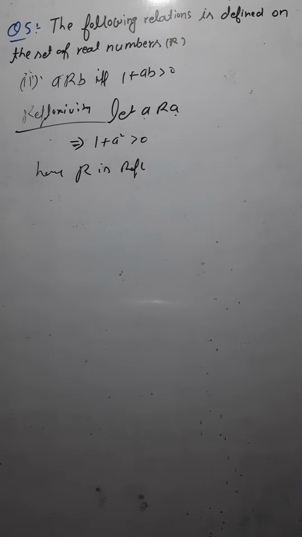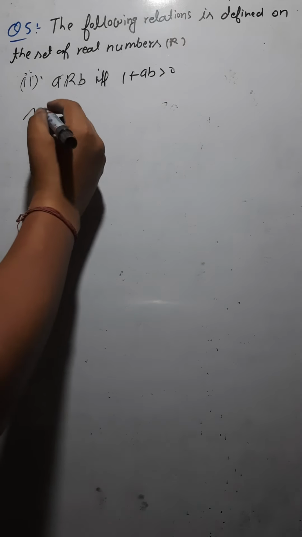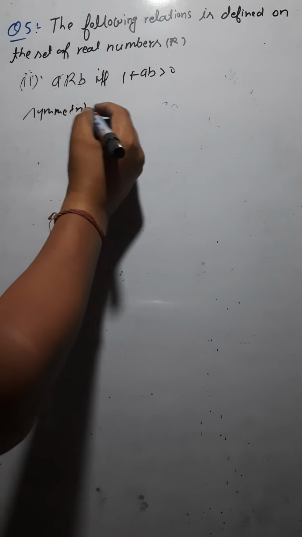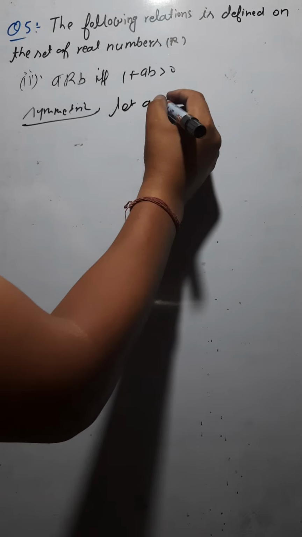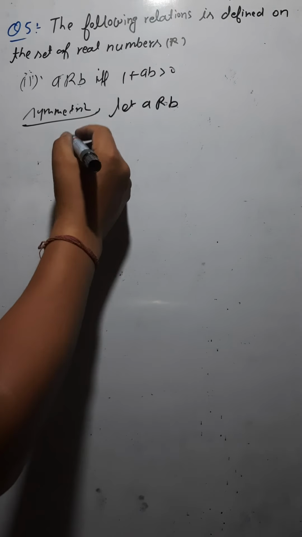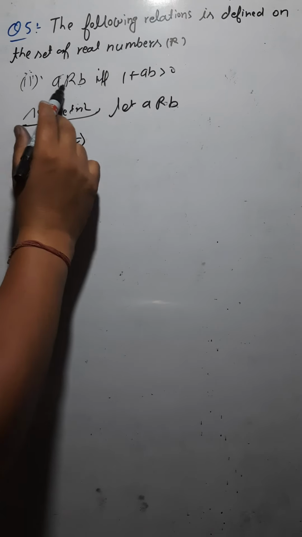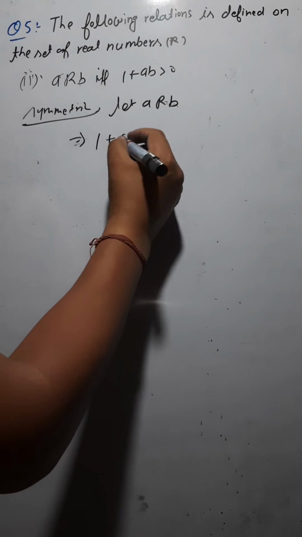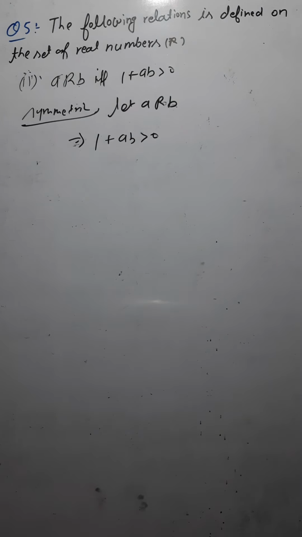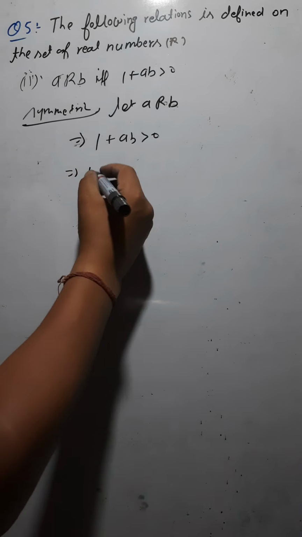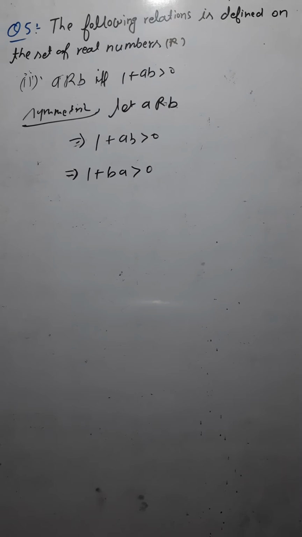Now we would check whether the given relation is symmetric or not. Let A be related to B, so it should follow this one condition. The condition is what? 1 plus AB is greater than 0. So just tell me, does it also imply that 1 plus BA is also greater than 0?